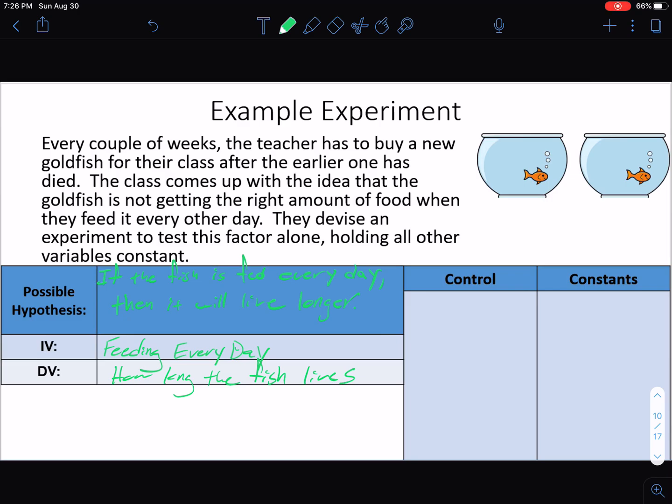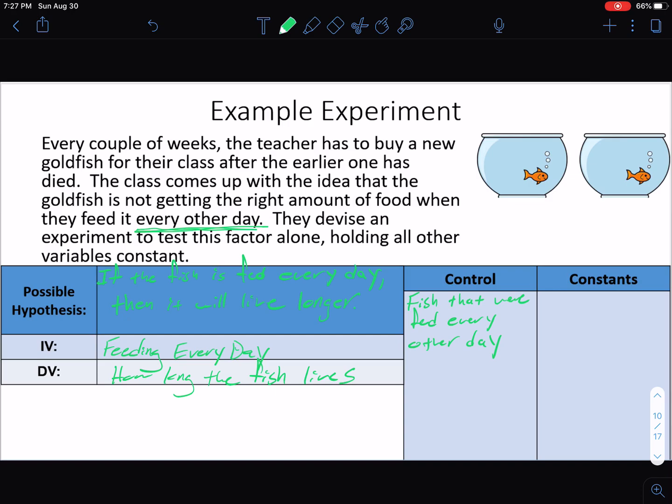The control is going to be real simple. It's going to be the fish that were fed every other day. We know that they were feeding them before every other day, and we want to compare how feeding it every day makes them live compared to the every other day. That would be your control, comparing it to the every other day fish. How long did they live then?